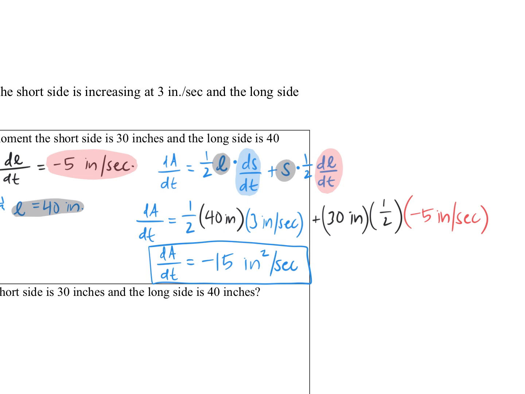Okay, so what does this mean? Tell your neighbor, what does negative 15 inches squared per second mean? Kind of give me that confirmation statement there.